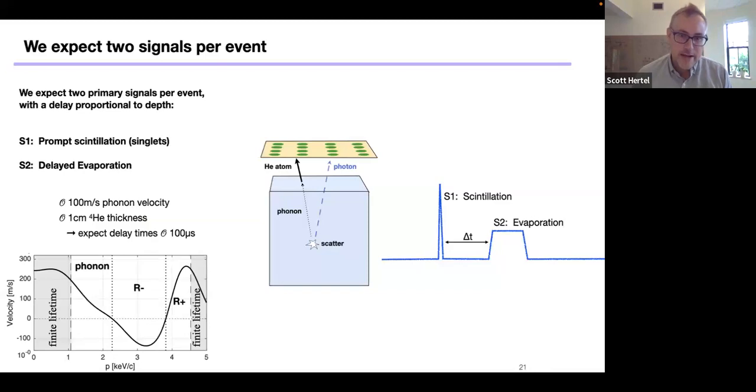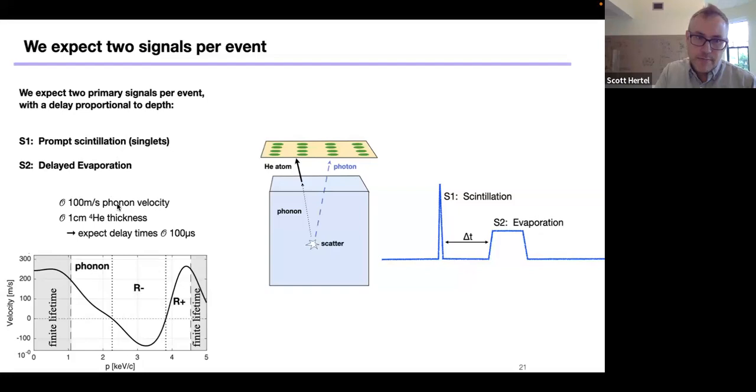Okay, so finally onto the data. So what do we expect to see? We expect to see 2 signals. First, the photon signal from the singlet decays that are all prompt. And then after that, the phonons and the rotons, the quasi-particles, have some propagation time. The helium atoms of the evaporation signal have some propagation time. So we expect scintillation followed by some delay time, followed by the evaporation.